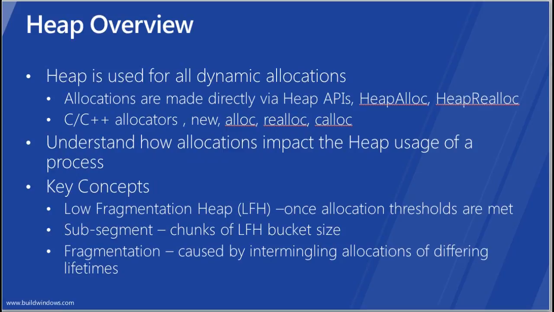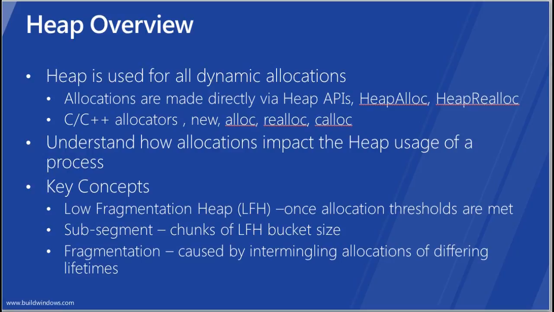So, the heap is used, as I said earlier, for dynamic allocations. And these allocations can be made by either calling the Win32 heap APIs directly or by things like the C and C++ allocators, new, alloc, realloc, and calloc. And it's very important for application developers to understand how their process is using the heap so that they can understand the memory usage for their process.